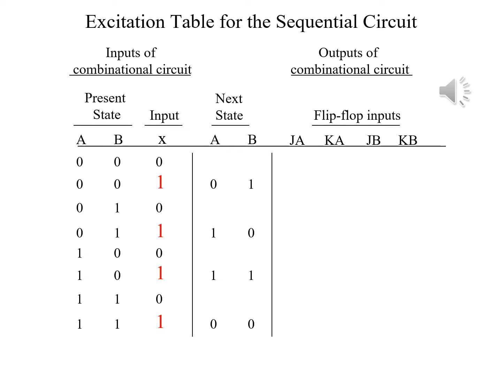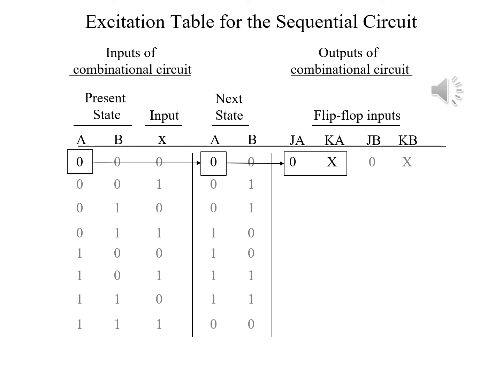You'll see here that it is the 4 cases where x is 1, where the x value is in red and larger. These are the 4 cases where we are incrementing and going to the next state, where we go from 0,0 to 0,1, from 0,1 to 1,0, from 1,0 to 1,1, and from 1,1 back to 0,0.